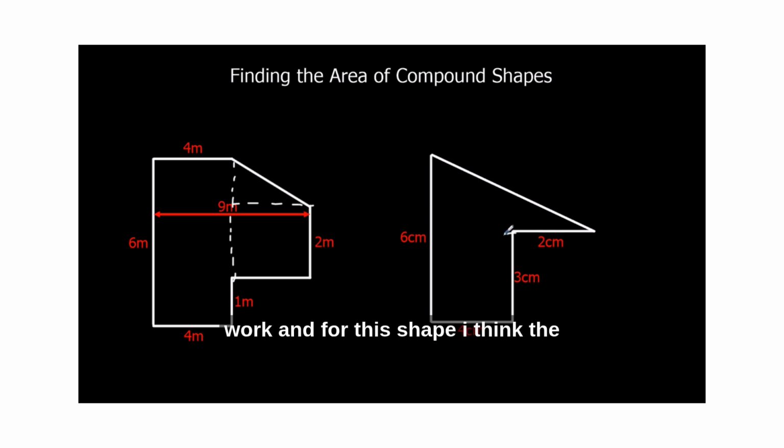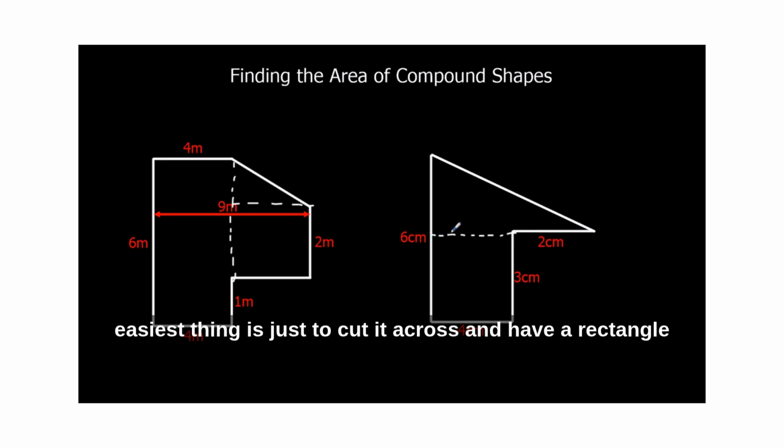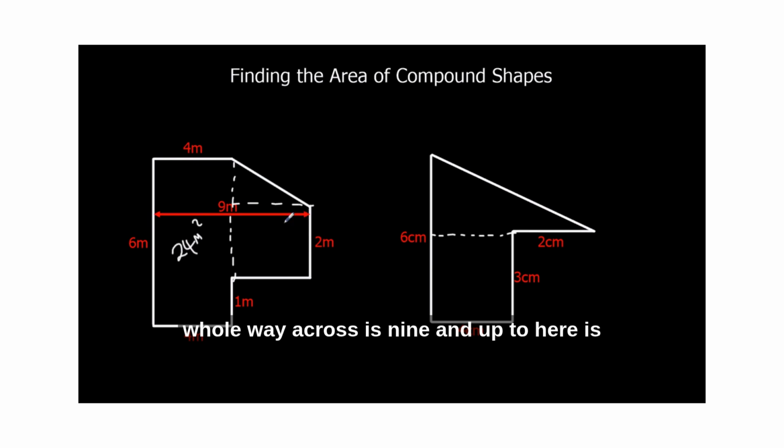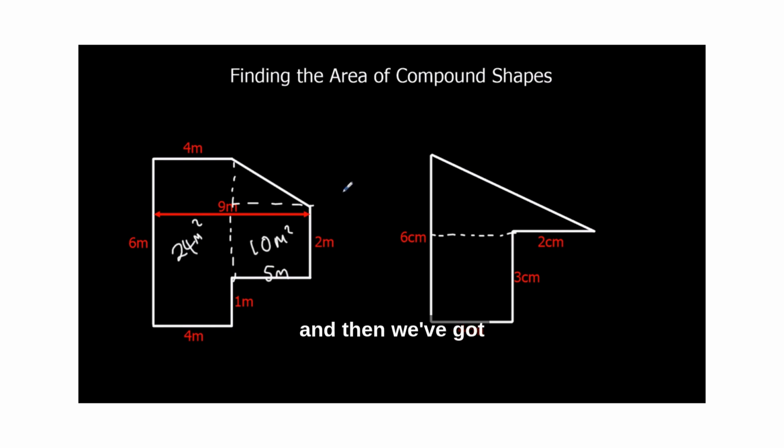And for this shape, I think the easiest thing is just to cut it across and have a rectangle and a triangle. So let's look at this rectangle here. 4 times 6, that's 24 meters squared. Now we've got a rectangle here. The whole way across is 9, and up to here is 4. So we need another 5 meters to go here. So this little rectangle is 5 times 2, which is 10 meters squared.